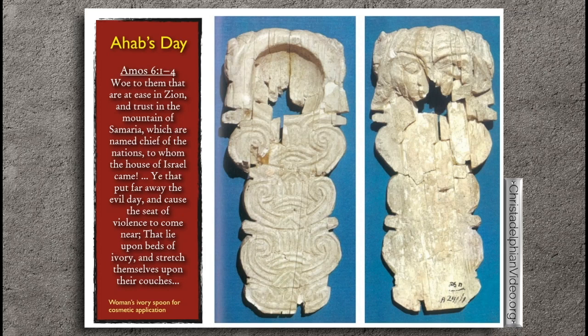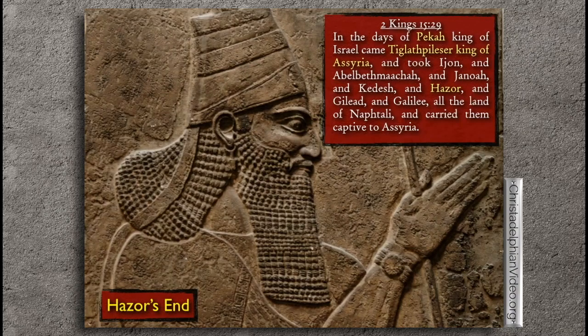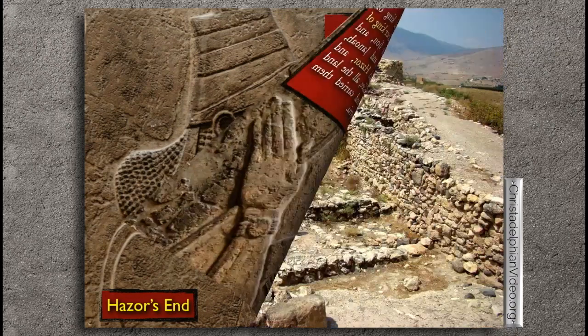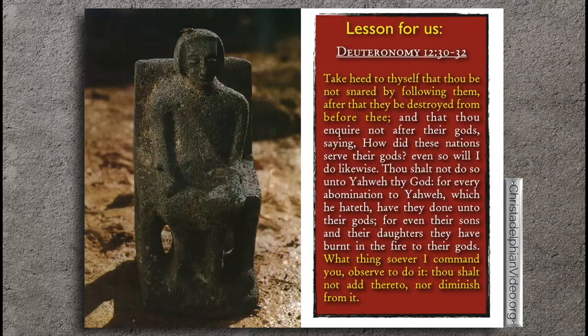It's all going to be gone, just like it was for these people here, because along came this guy, Tiglath-Pileser, the king of Assyria, and he came in 2 Kings 15 and verse 29, and he destroyed the city of Hatzor. And we're told in the prophecy of Jeremiah 49:33 that Hatzor would be a dwelling for dragons and a desolation forever, and no man shall abide there, nor any son of man dwell in it. And that is exactly the situation today. So the lesson for us from Hatzor then is read through what the Bible has to say.